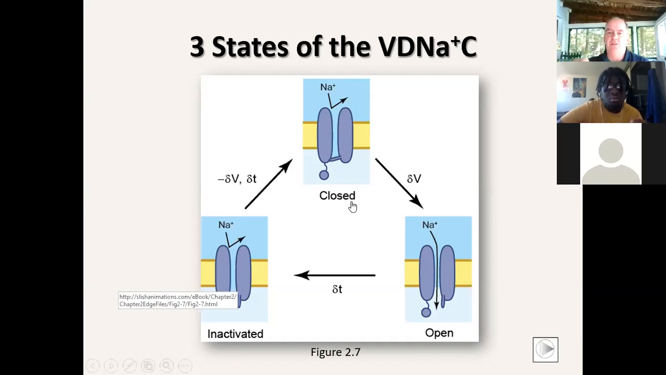So the sodium channel has to go around this cycle. At rest, it's closed. Voltage comes, it opens, and then it automatically inactivates a short period of time later. When the membrane repolarizes, it goes back into the closed state, and now it's available to be opened again. In this inactive state, it's not available. Let's look at that animation.